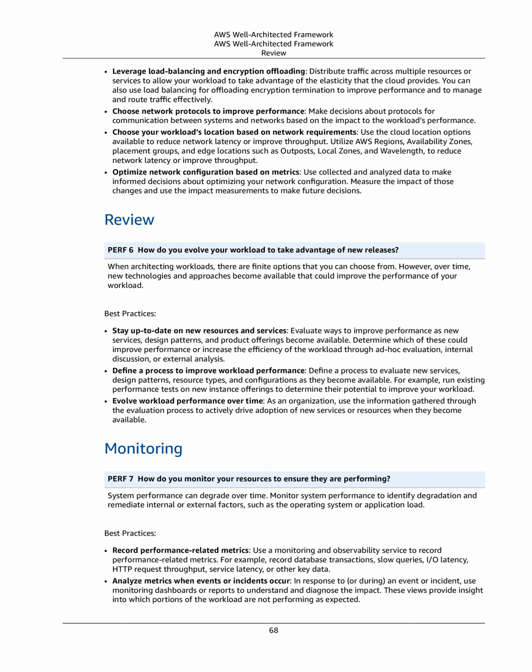Choose your workload's location based on network requirements. Use the cloud location options available to reduce network latency or improve throughput. Utilize AWS regions, availability zones, placement groups, and edge locations such as Outposts, Local Zones, and Wavelength, to reduce network latency or improve throughput. Optimize network configuration based on metrics. Use collected and analyzed data to make informed decisions about optimizing your network configuration. Measure the impact of those changes and use the impact measurements to make future decisions.